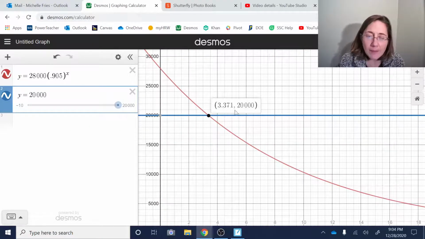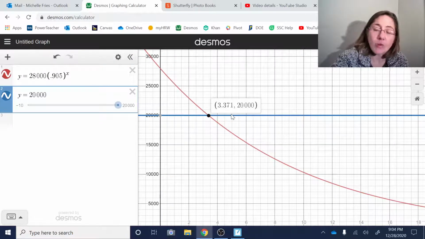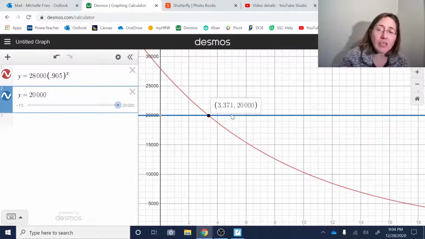I can click right there. And you see this x value that's popping up of 3.371? That means in 3.371 years, so just over 3 years, 3 and a third years, that car's value is going to be down to $20,000. I spent $28,000 on it. Now it's only worth $20,000 because of depreciation. So that is how you will use this to model situations.